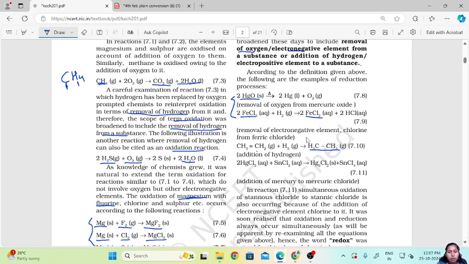Now HgCl2 plus SnCl2 gives Hg2Cl2 and SnCl4. Addition of mercury to mercuric chloride. Here you are adding an electropositive element. Initially there was only one mercury, but as the reaction proceeded there are two mercuries. So it is addition of a mercury to mercuric chloride. So all the four criteria are followed. Removal of oxygen and removal of electronegative element from the substances is followed. Again addition of hydrogen and addition of electropositive elements are involved. So this is what reduction is.